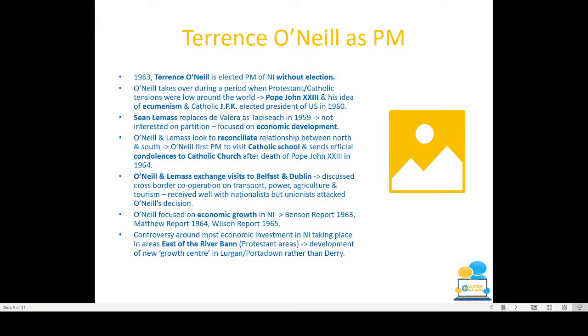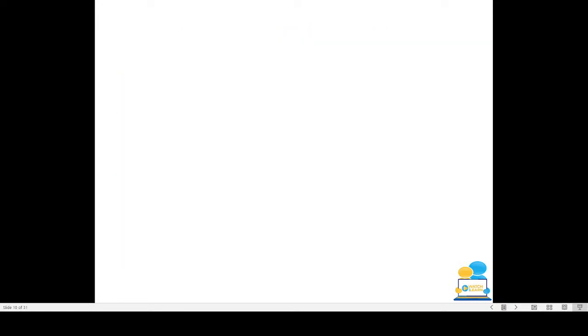And that's going to be important now. We're going to look at this in the context of a map, see where these areas were in Northern Ireland and how perhaps Derry was being isolated by O'Neill and by these economic investment policies.